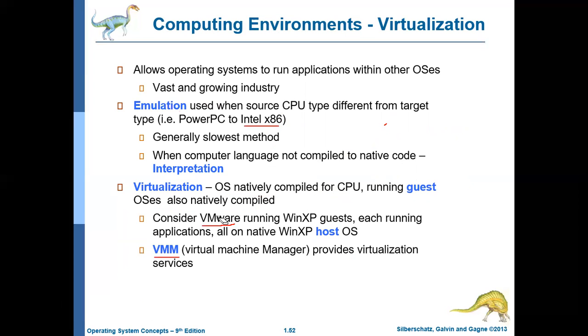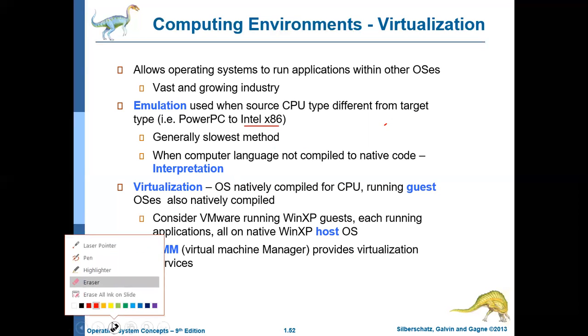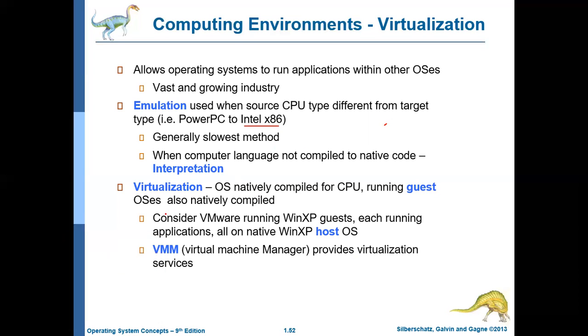Whereas in virtualization, the operating system is natively compiled for the CPU in your system, and it is running another operating system which is also natively compiled for that CPU. That concept is called virtualization. Simply, you can say that virtualization is one operating system providing a virtual environment for another operating system, and it is also running another operating system.